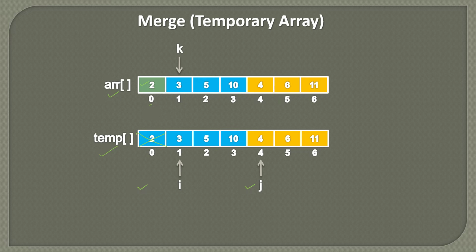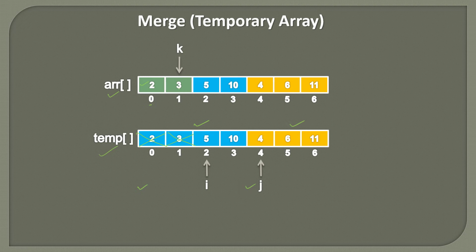Now we compare 3 with 4 and 3 takes this place. We are done with this element. So we increment I. We don't increment J because these values are not filled up. And you can watch my previous video where we saw how we can merge two sorted arrays. So this is the first sorted array, this is the second sorted array.